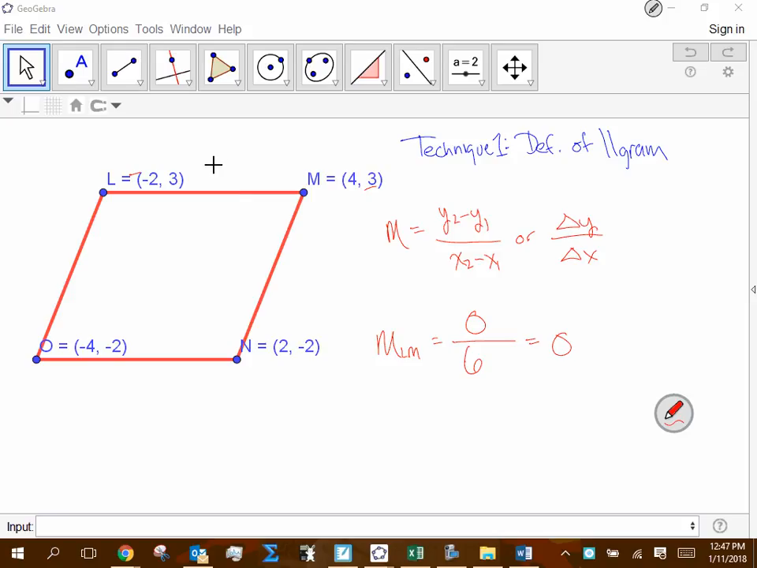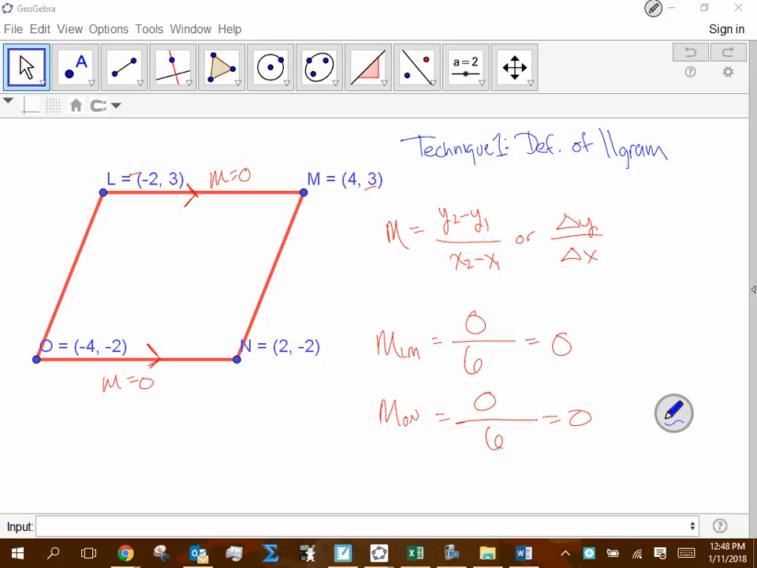So slope here is 0. And that makes sense. That's a horizontal line, right? Okay. I'm going to go to the slope of ON, the side that's opposite. Subtract your y's. What do you get when you take -2 minus -2? 0. 0 again. And then I take 2 minus -4. It gives me 6. But the slope is still 0, right? Okay, so those two things have the same slope, so they are parallel. Would you guys agree with that?